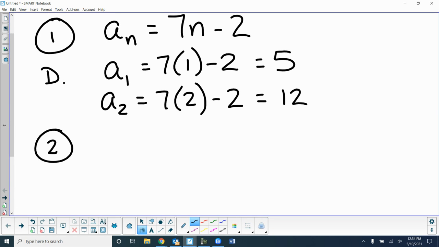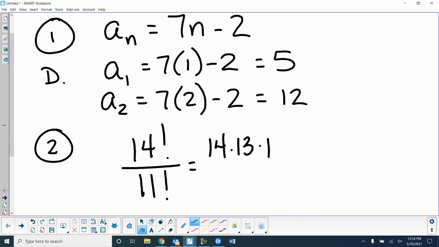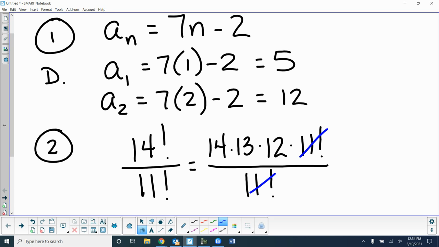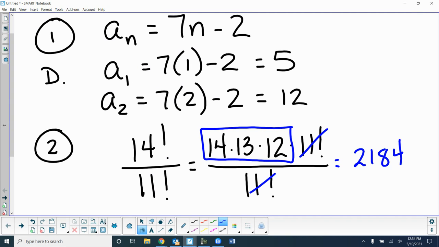All right, what does the exclamation point tell us? That it's times 5 and 14. Right, it goes down in order, right? And you're multiplying. I'm going to stop there. Why? The 11s do what? They'll cancel, right? So all I'm worried about is 14 times 13 times 12, which is 2,184, which was letter B.